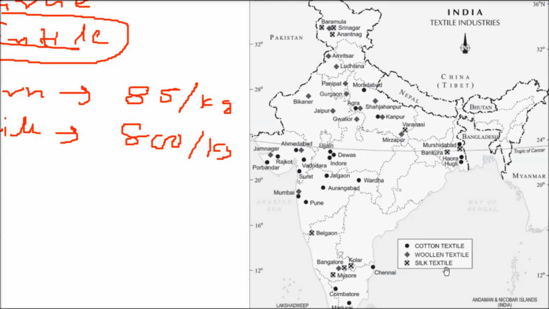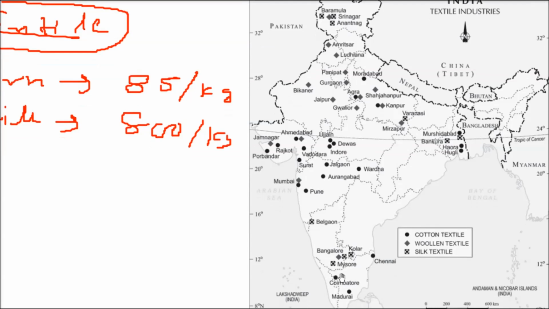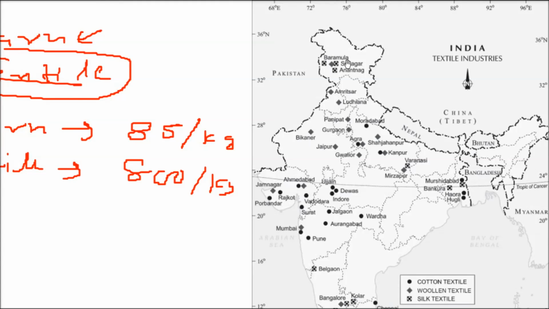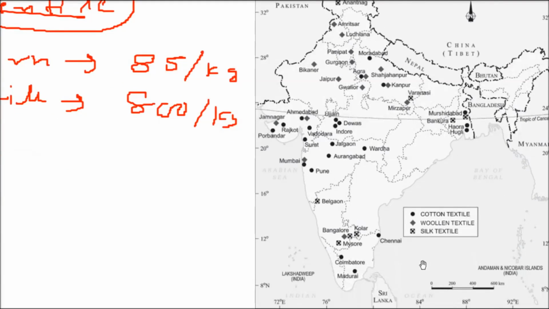Then the silk textile. Silk comes from the silkworm. It's a cocoon, and it grows on mulberry trees. So silk comes from various places, and mostly these are the places: Kerala and South India. Then we have some places in Bengal, and if you go up, we are very fond of the shawls and daris of Jammu Kashmir. So Baramulla, Srinagar, Anantnag are also providing very good silk textile.